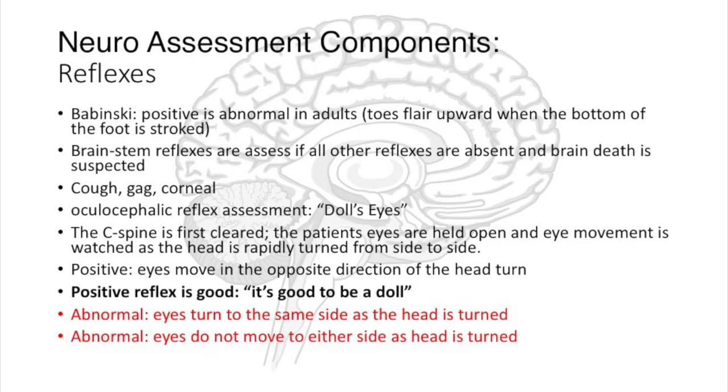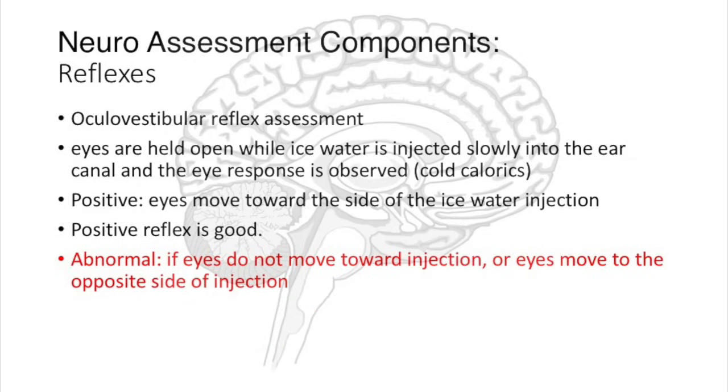And the other abnormal is the eyes do not move either side as the head is turned. That means they stay midline. That is abnormal. The oculovestibular reflex assessment is for, again, just like the doll's eyes, cranial nerve number 8. For the cold calorics test, the test is positive if the eyes move toward the side of the ice water injection. Positive reflex is good.